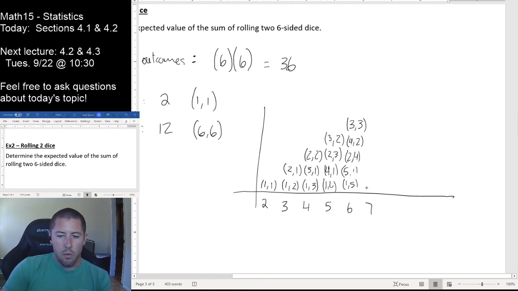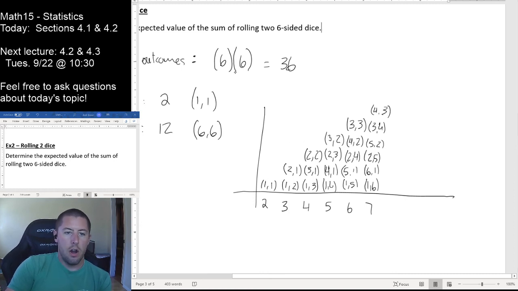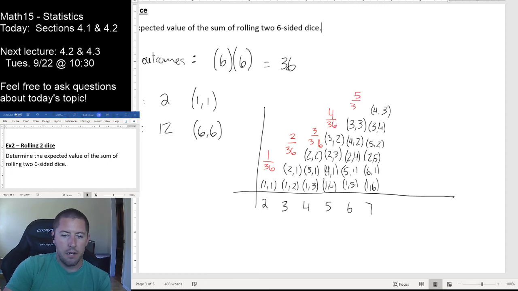For the 7 right here, we can see that we're going to get the most number of combinations: 1 and 6, 6 and 1, 2 and 5, 5 and 2, 3 and 4, 4 and 3. And so notice here, maybe what I should be doing is indicating now the total number that we've observed here. So it looks like 1 in 36 of our responses came in the 2 column, 2 out of 36 in the 3 column, 3 out of 36 in the 4 column, 4 out of 36, 5 out of 36, and 6 out of 36.